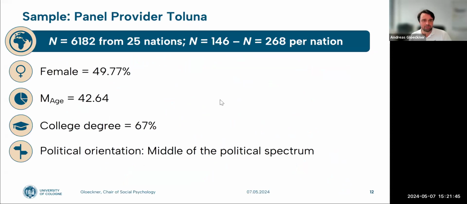Here is the sample again. We had samples of about 150 to 260 people per nation. This was due to the fact that the panel provider didn't have enough people from Norway, for instance, to begin with, so we didn't plan for having 200 people there, so it was not possible to get so many. But in principle, we had roughly 200 people per nation. They were representative according to age and gender. They had a bit higher college degree than the standard population, and they had a middle political spectrum orientation.